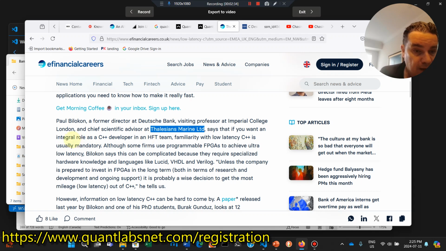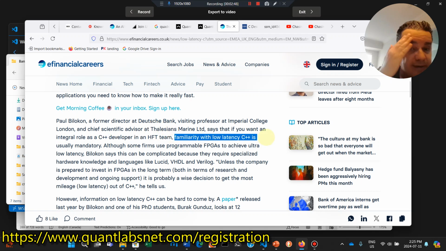So again, if you want to be an integral role as a C++ developer, remember there's C++ quant researchers, C++ developers, and whatnot. So you're part of their HFT team, high frequency trading. So you do definitely, without a doubt, need to know C++.